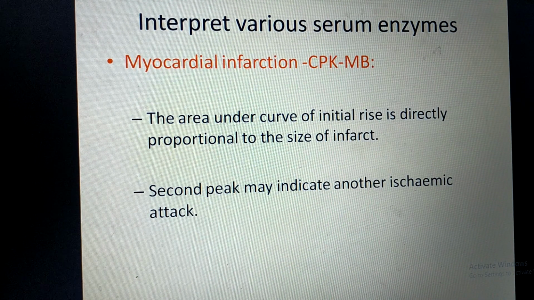If we plot a graph by taking the values of CKMB, then the area under the curve of initial rise is directly proportional to the size of myocardial infarct. That means if the level of CKMB is more, then we will get a peak at a high level, and the area which has come under the graph is proportional to the size of myocardial damage.